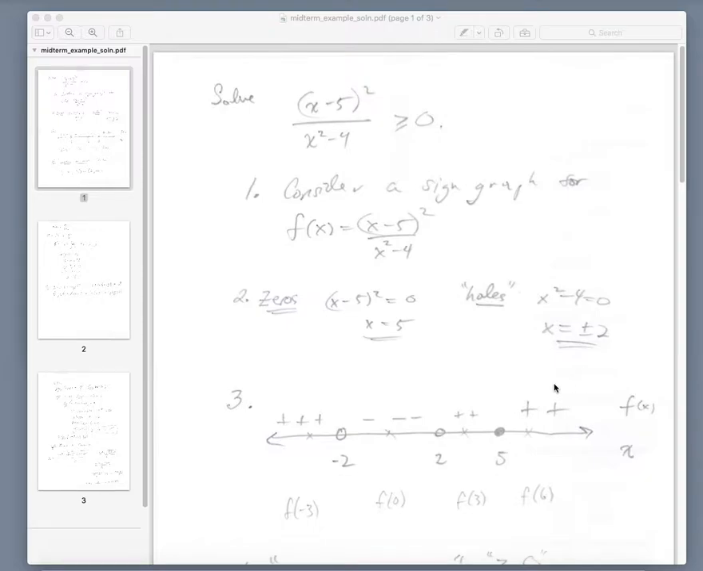So this is one of the midterm example solutions that I wanted to post. These are three problems that people had some trouble with on the test, and so I thought I'd go over my solutions to them. So first of all, there's one about an inequality here.